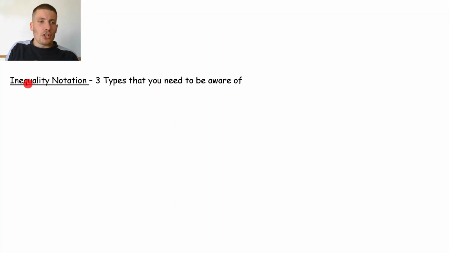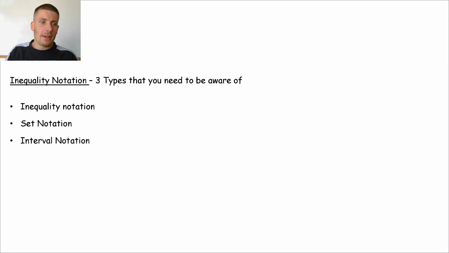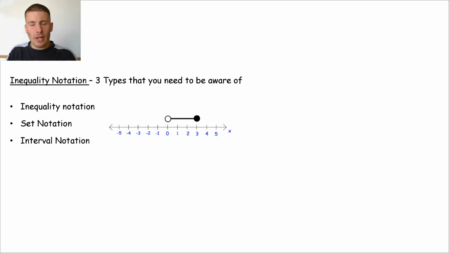So inequality notation, what is it all about? There are three types that you need to be aware of, which are these three down here: inequality notation, set notation, and interval notation. If we're given something like this number line down here, you can represent the values it is showing using three types of notation. The first one, inequality notation, you'll be familiar with from GCSE.